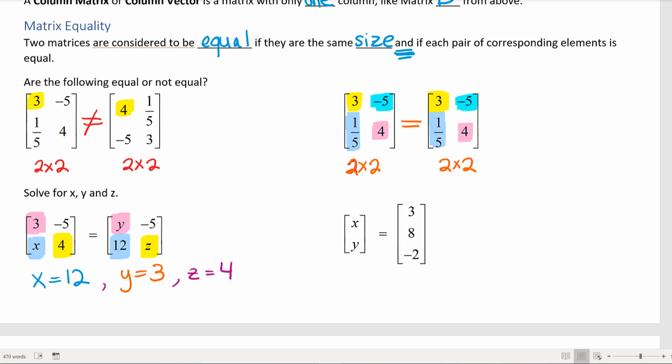For our next problem, we have a 2 by 1 matrix, and that says it's equal to a 3 by 1 matrix. This is already not possible. Because the two matrices are not the same size, they cannot be equal to each other. So this problem is simply not possible. You cannot solve for x, y, and z because those two matrices can't even be equal.